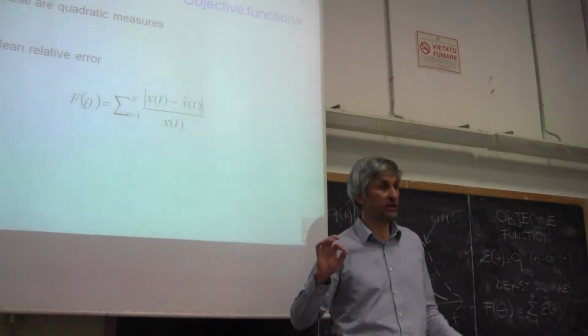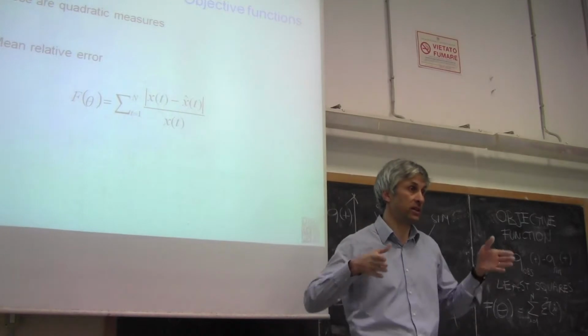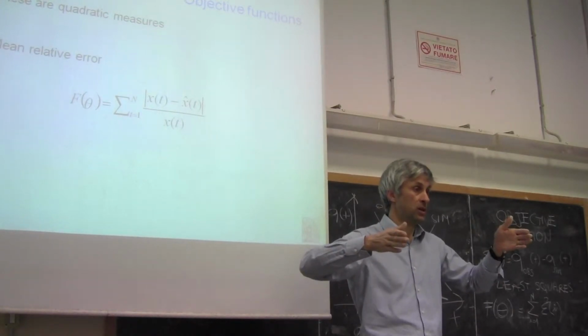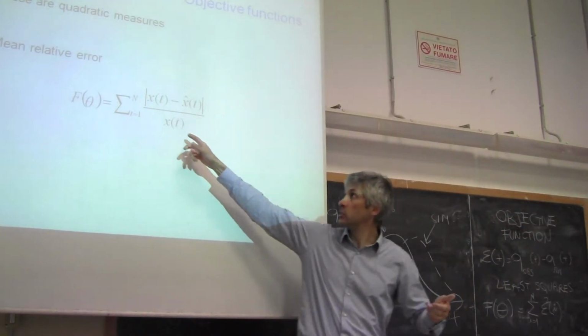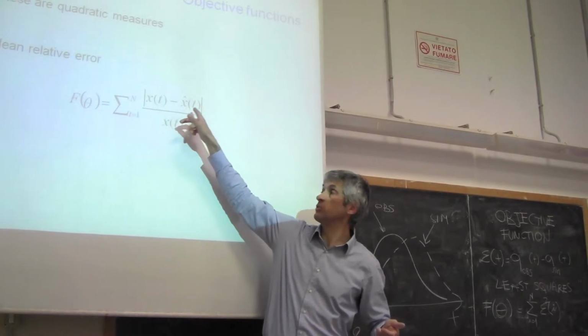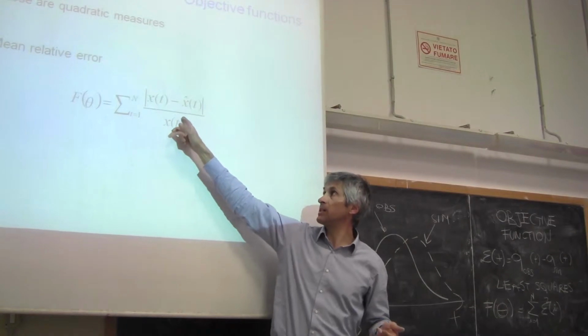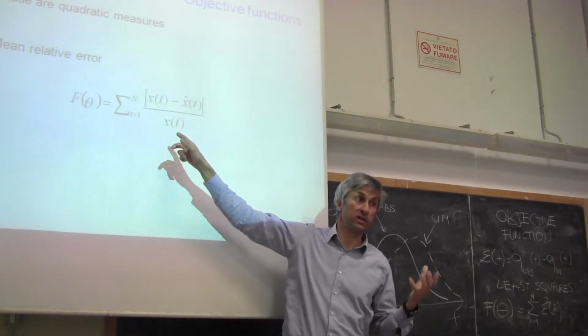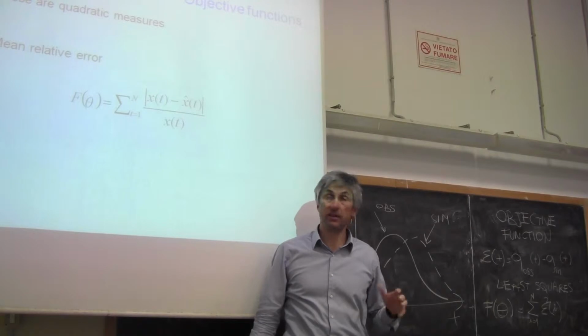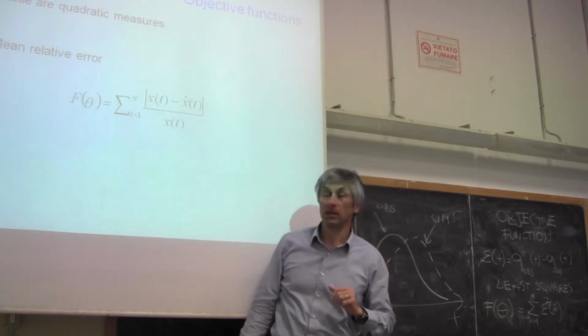Another way of getting rid of the sign is by taking the absolute value. So another possible solution is to compute the sum of the absolute value of the errors. In this case, at each time step, it's divided by the observation. And this is called mean relative error.